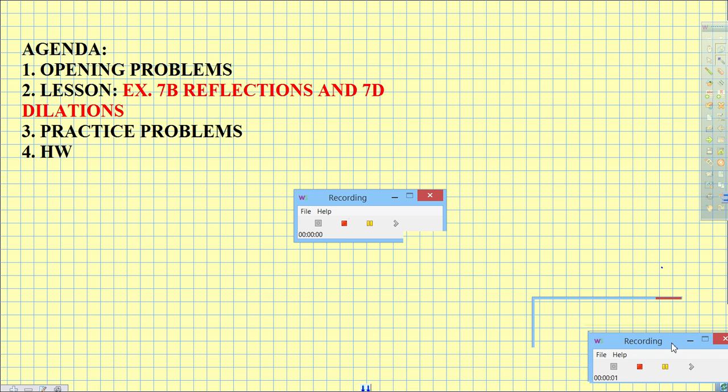Hi everyone, we're on lesson 15 and we're looking at reflections in exercise 7B in your textbook, and we're going to be looking at reflections over the x-axis, over the y-axis, and probably over the y equals x axis. Okay, so to start off, we are going to look at reflections over the x-axis.